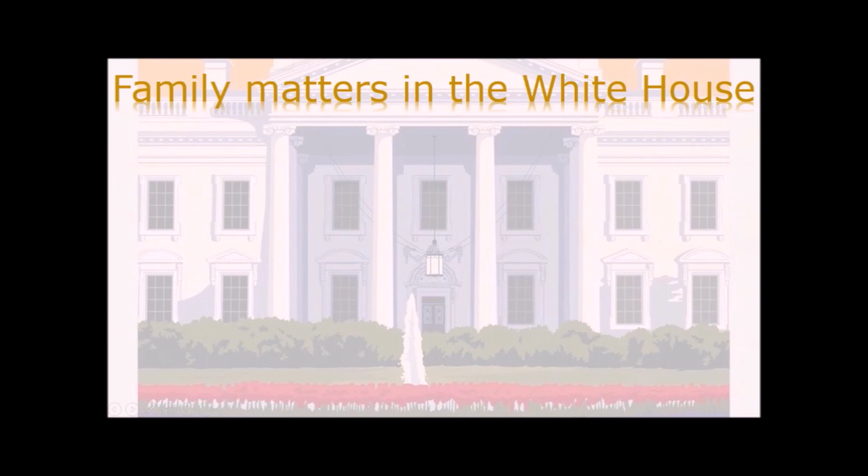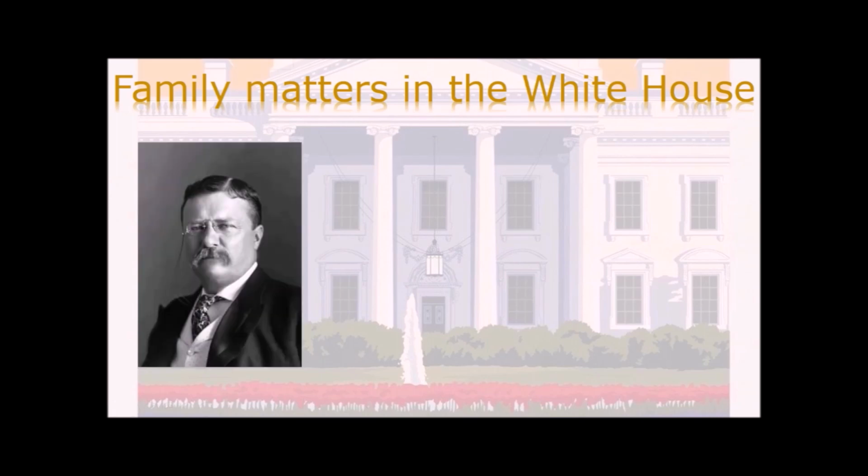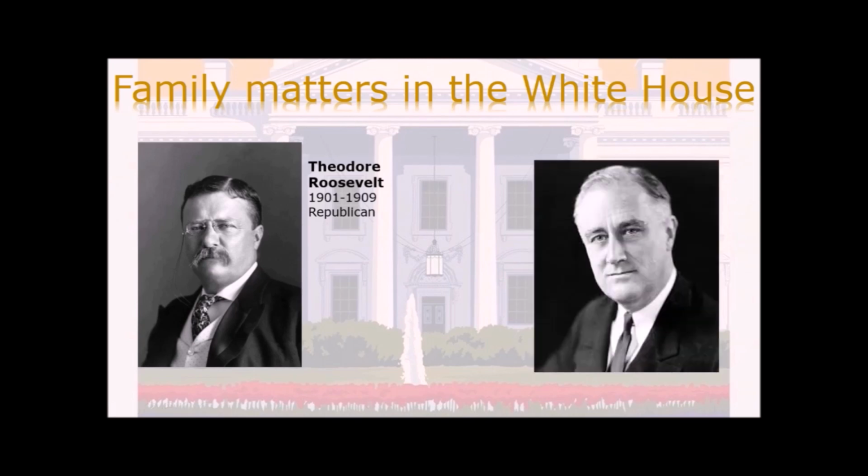Family matters in the White House. 2 pairs of presidents had the same family name. Theodore Roosevelt, who was in office from 1901 to 1909 and was a Republican, and Franklin Delano Roosevelt, who was in office from 1933 to 1945 and was a Democrat.